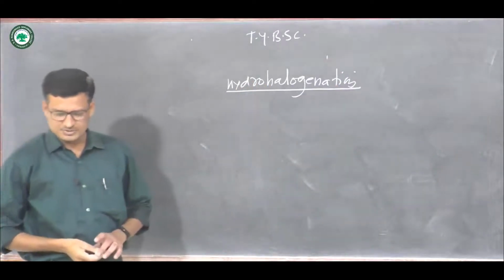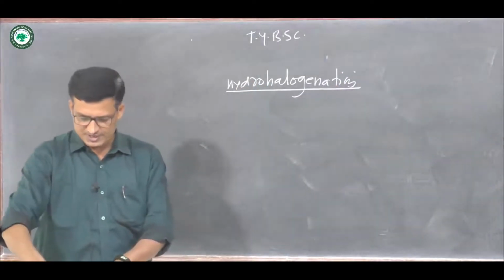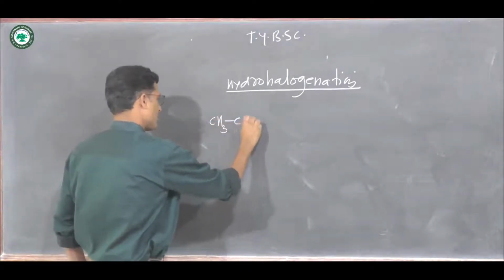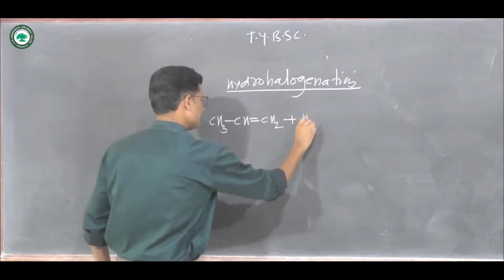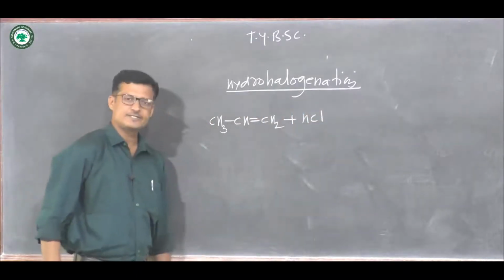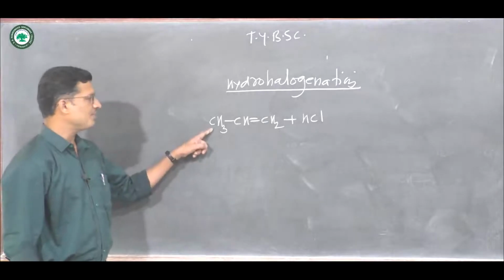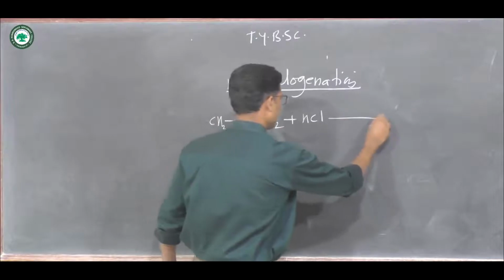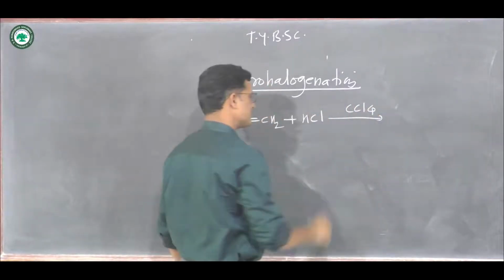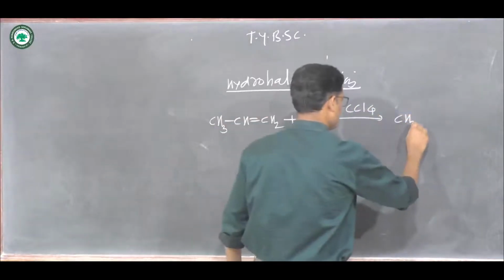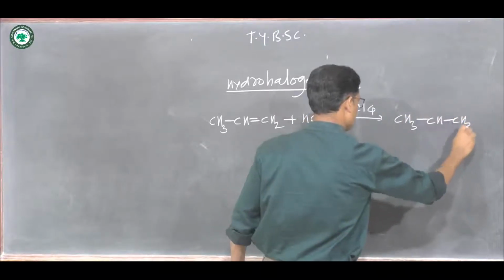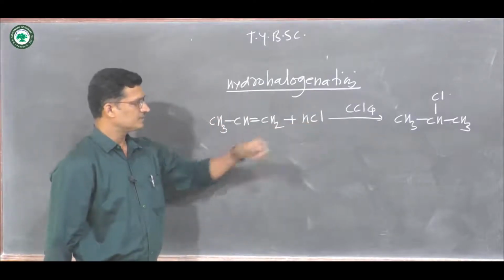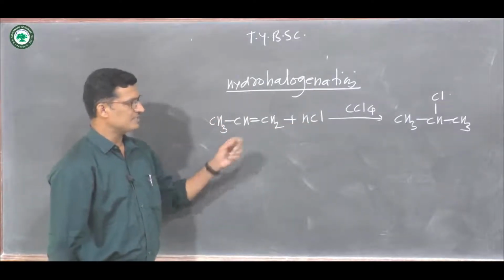When we think about this hydrohalogenation reaction, let us consider the addition reaction of propene to HCl. This is a simple example. We take propene, then this acidic reagent HCl, in the presence of CCl4, carbon tetrachloride. We get this as the major product, an alkyl halide. So this is a simple example.